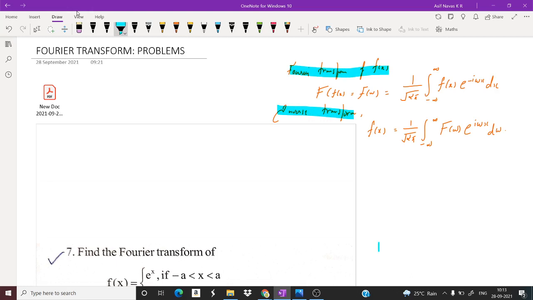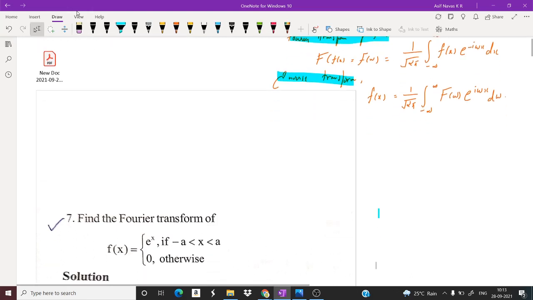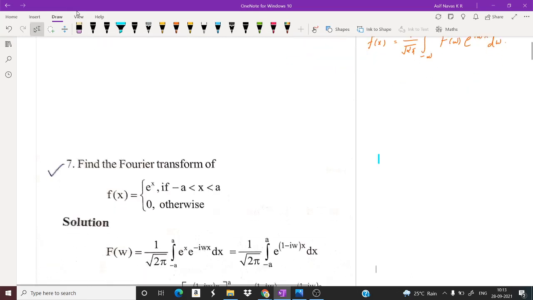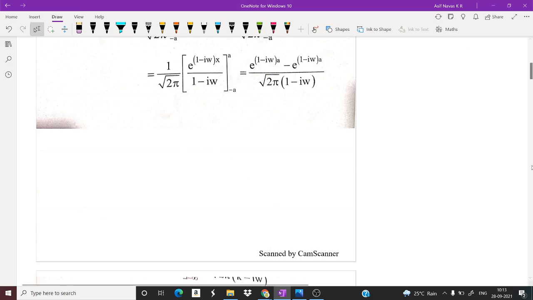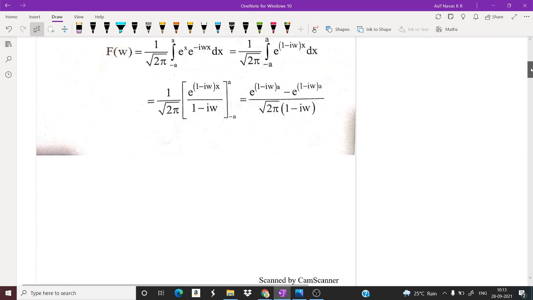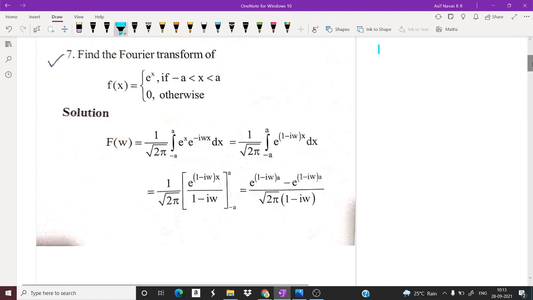So let us do a few problems. Let us discuss a few problems. The first one is: find the Fourier transform of a function f(x) equal to e raised to x if minus a less than x less than a, and 0 otherwise.